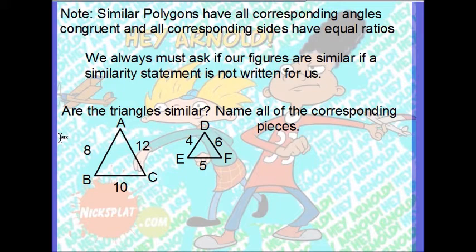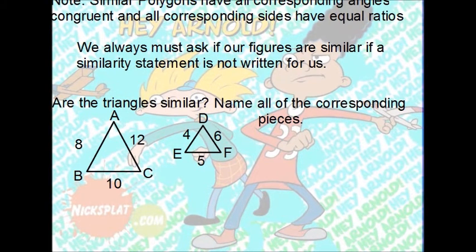So our first example, we want to determine if the triangles are similar, and if they are, we want to name all the corresponding pieces. So here we go. Now I think the easiest way to decide if triangles are similar is to look for a similarity ratio by matching up those sides. The way I match them up is I find my smallest and match it up with my smallest, my medium with my medium, and my biggest with my biggest, and make sure that they all reduce to give me the same thing.